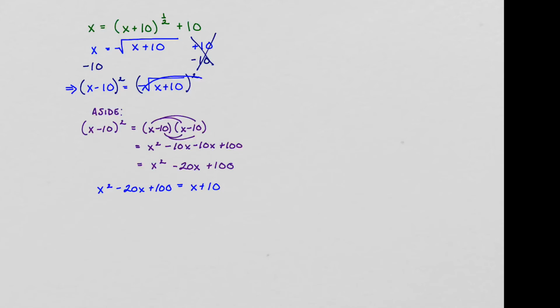From here, it looks like I have a trinomial on the left-hand side, and it looks like I can still combine like terms. So what I'm going to do is clear the x and clear the 10 from the right-hand side. In doing that, I will subtract an x from both sides, and I will subtract 10 from both sides. This will give me a result of x squared minus 21x plus 90 is equal to 0.